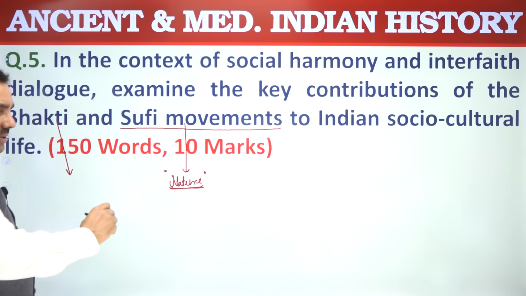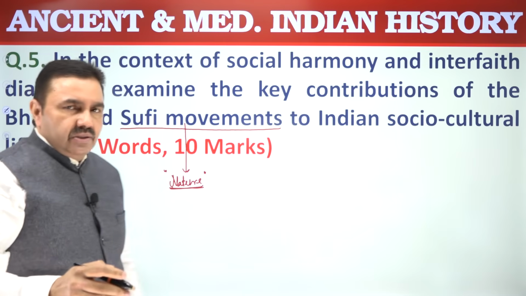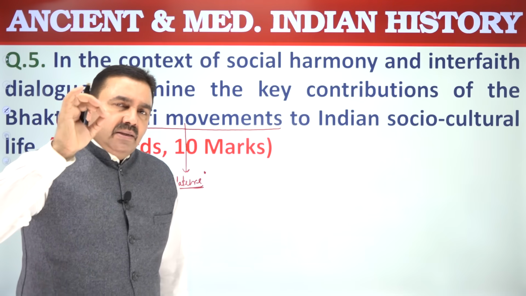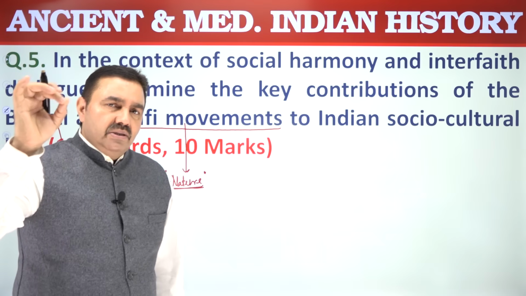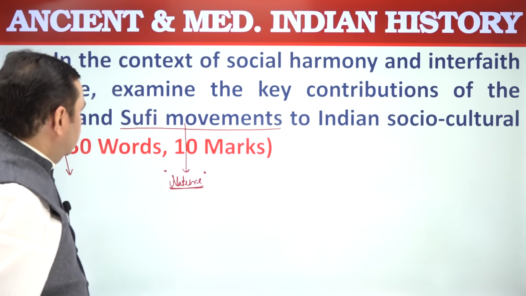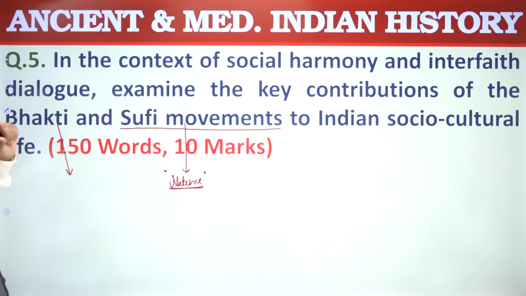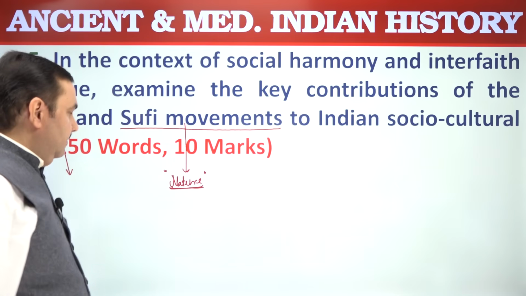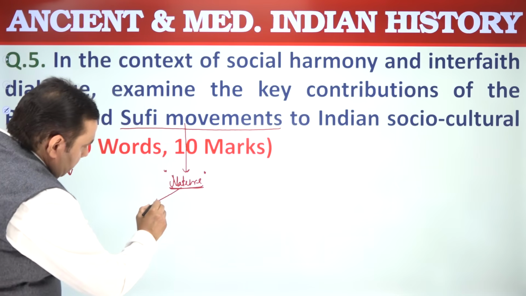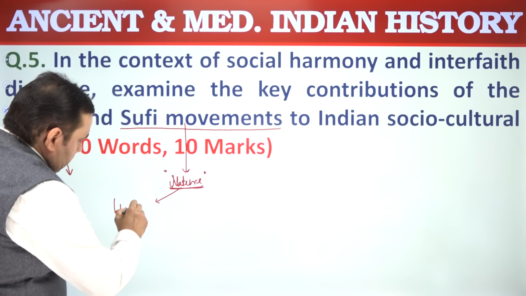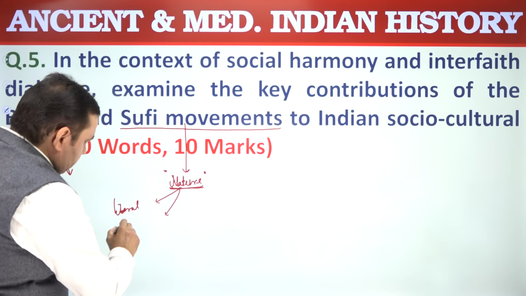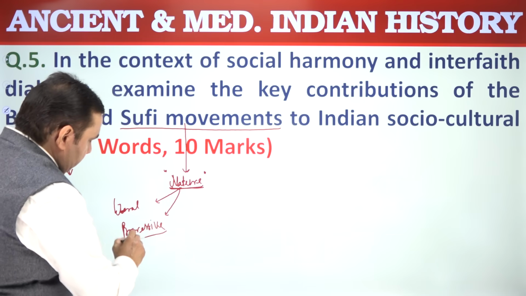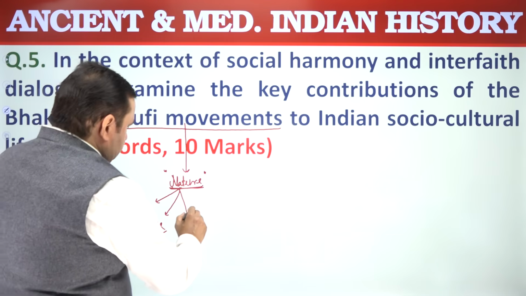Ramanand, Kabir, Guru Nanak, Ravidas and others were the prominent personalities associated with the Bhakti movement. Moinuddin Chishti, Nizamuddin Auliya and Baba Farid etc. were some of the prominent Sufi saints. So start with the introduction and then come to the point here. These movements were liberal. These movements were progressive. Liberal means they promoted freedom of the people. They were against any kind of restrictions on the behavior of people. They were liberal, they were progressive.